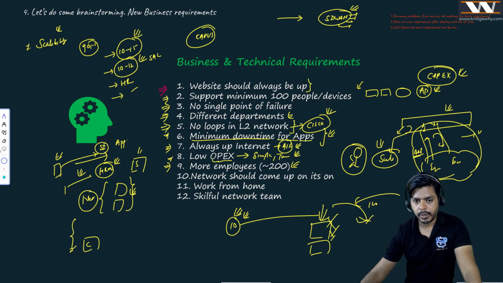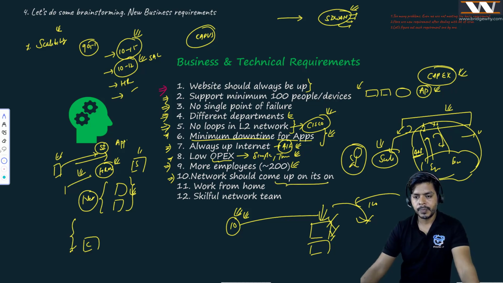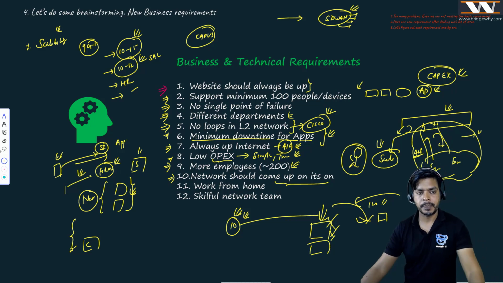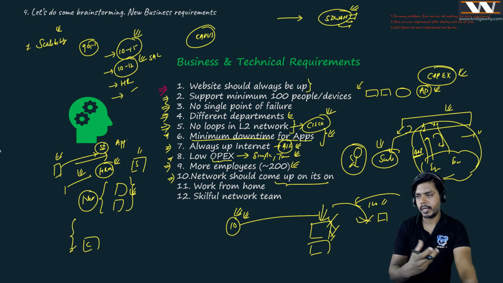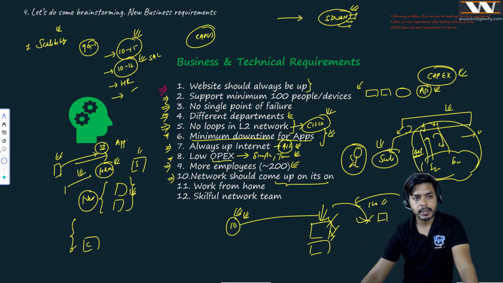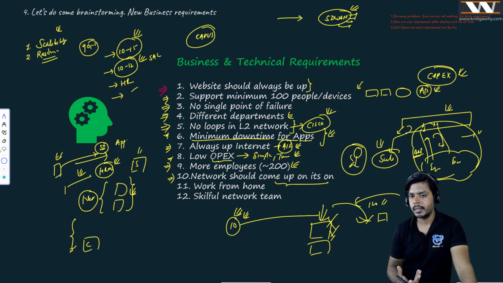Another thing he's talking about is that the network should come up on its own. What is the meaning? If a specific part of the network goes down, we should have a few things in place so that the network can come up on its own. For example, if one active HSRP goes down, then we already have a backup. Here is the principle we are talking about. This principle is resiliency. My network has become more resilient.